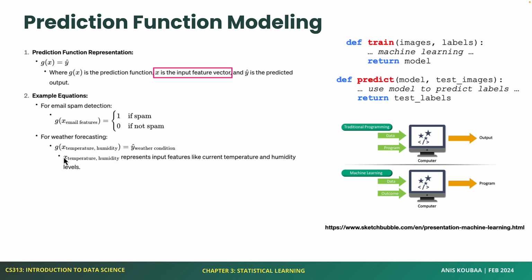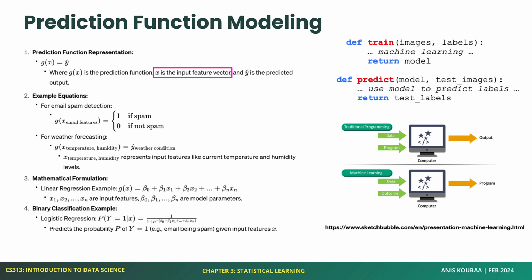And weather forecasting, imagine that you have temperature and humidity as input, and you would like to make a prediction of what the weather would be in the future, for example. And these are examples of mathematical formulation, okay?